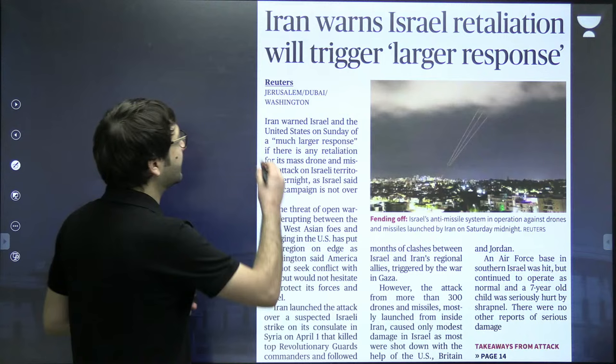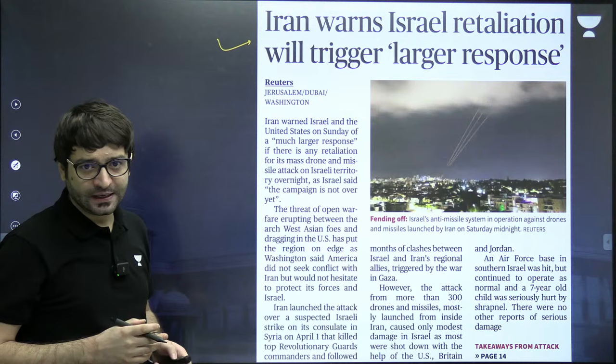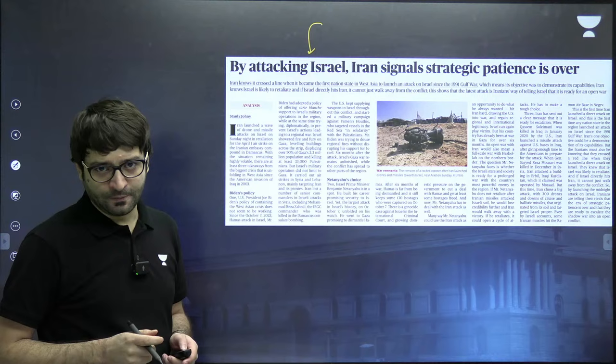Iran warns Israel retaliation will trigger larger response if Israel retaliates to the Iranian attack. And then there is another newspaper article which talks about by attacking Israel, Iran signals strategic patience is over. Now, to understand these two newspaper articles, let me give you some context.